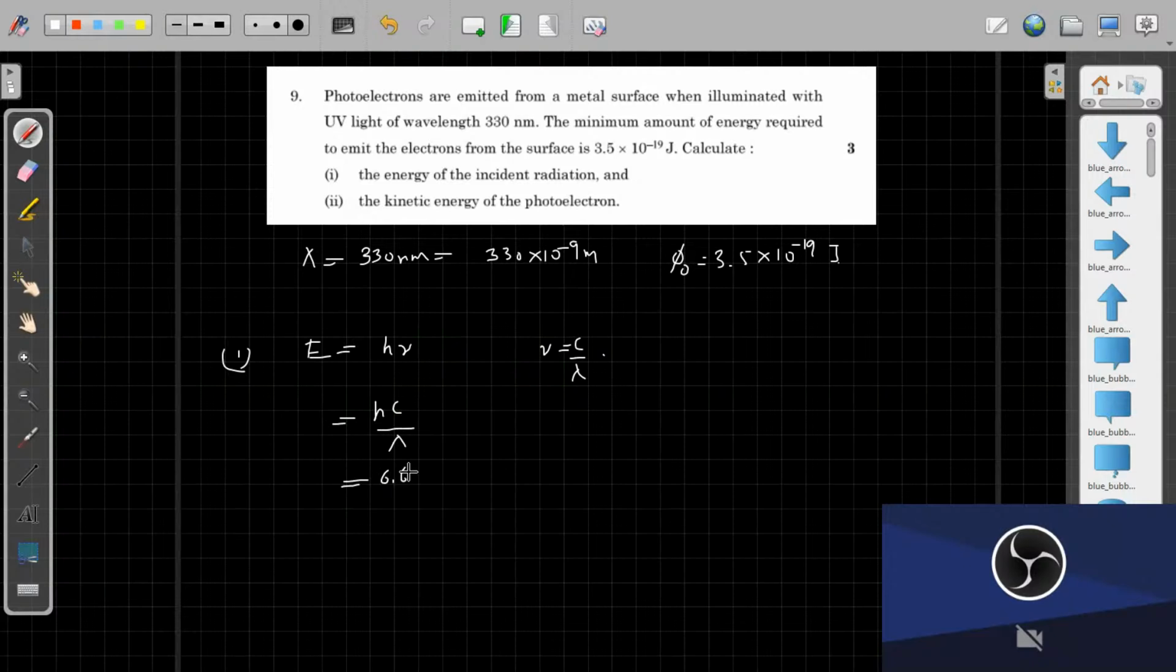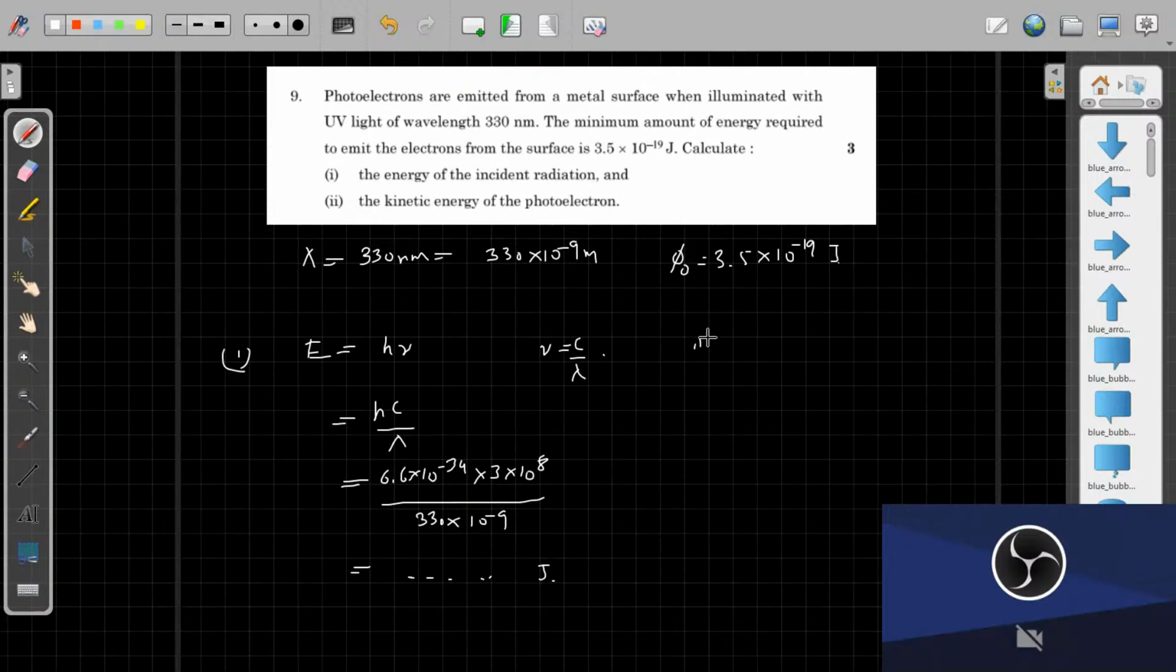h is Planck's constant, 6.6 into 10 to the power minus 34, and c is 3 into 10 to the power 8. Lambda is 330 nano, 330 into 10 to the power minus 9. If you solve this, you should get it. It will take some time, so I'm not doing it. Please solve it. The answer will definitely be in joule.